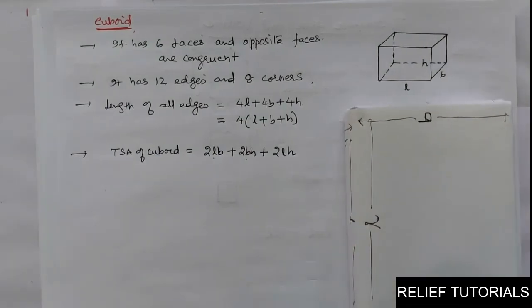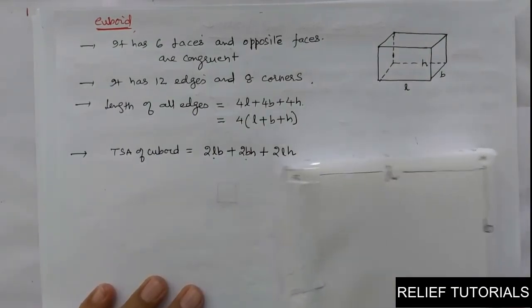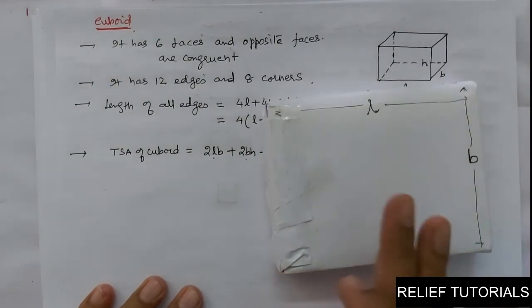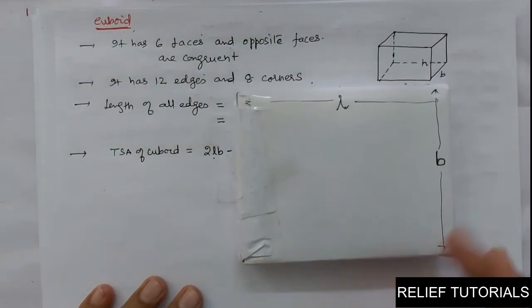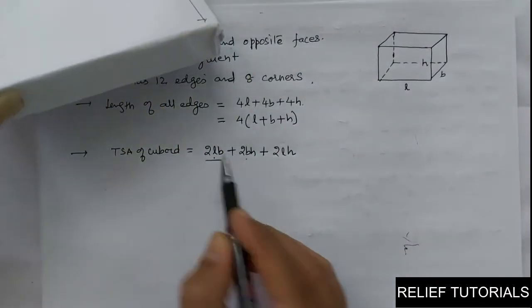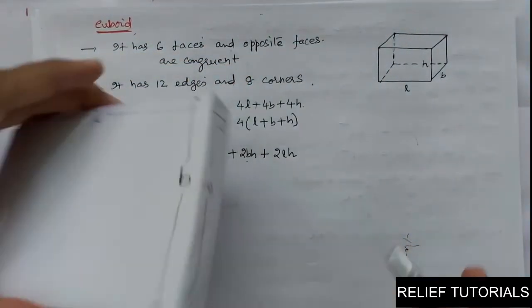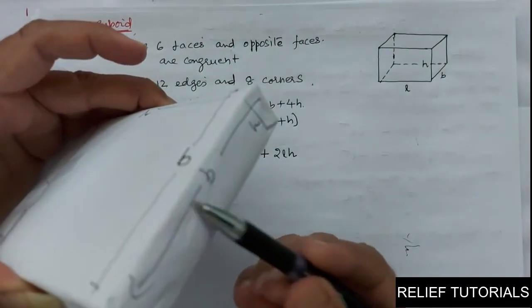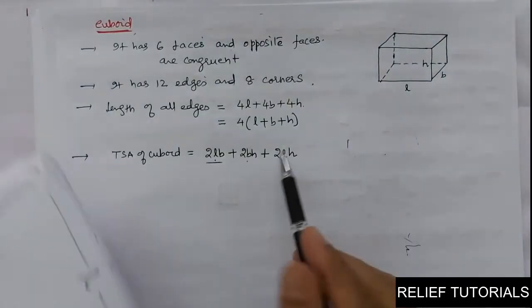Altogether there are 6 faces. Clear? So the area of this face will be length into breadth, and here also length into breadth. So 2 LB, 2 faces. Then you know that this is breadth, this is height. So this face is BH, this face also BH. So 2 BH.